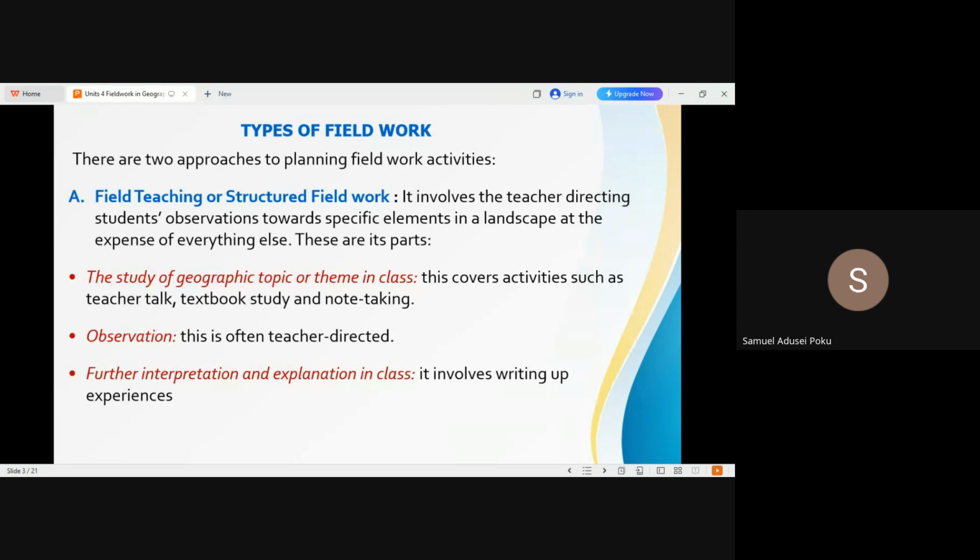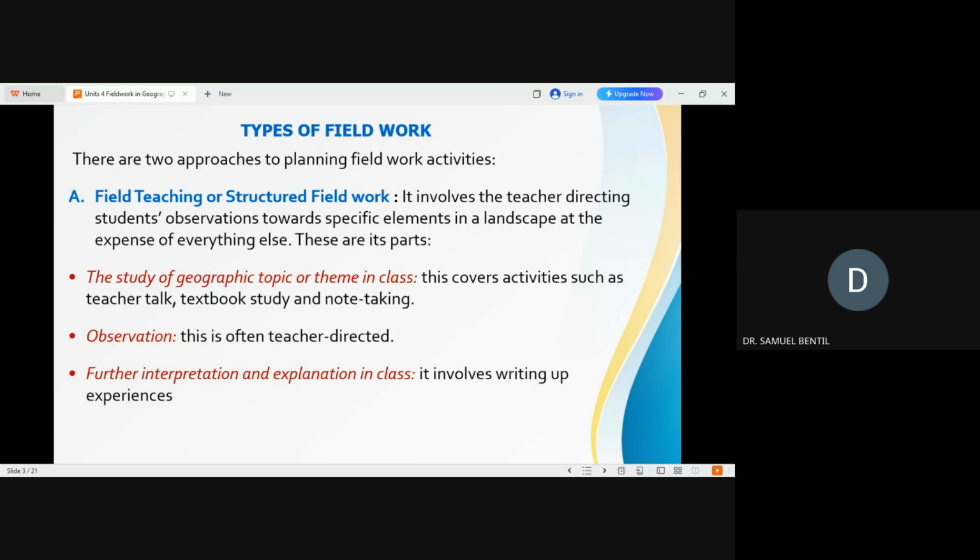Yes, doctor. Okay. So in the field teaching, there are various parts of it. One is the study of a geographic topic or theme in class. So this covers activities such as teacher talk, textbook study, and note taking. At times, some of the topics to be treated are already discussed in class by the teacher, who gives you information and knowledge before they even take you to the field.